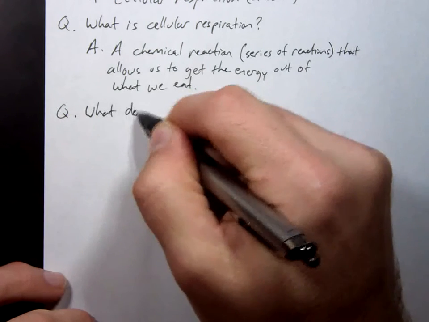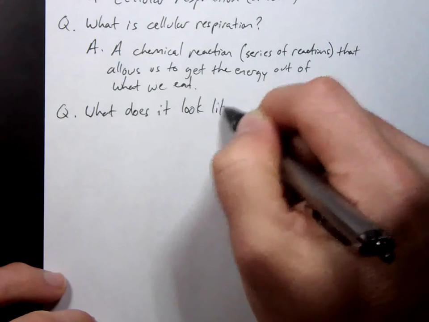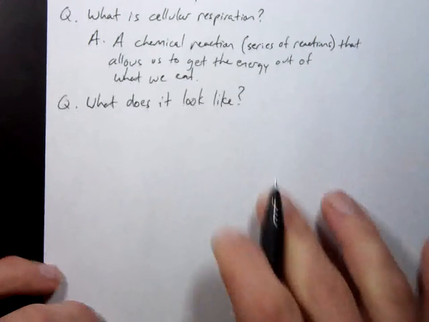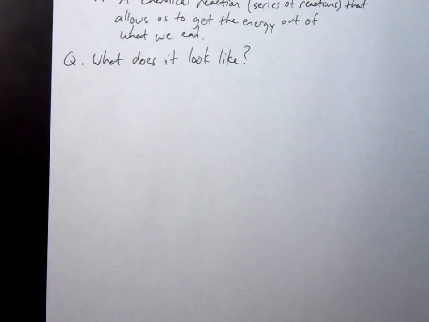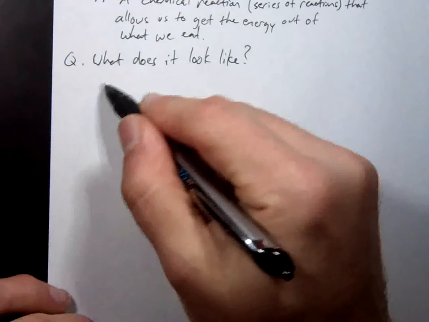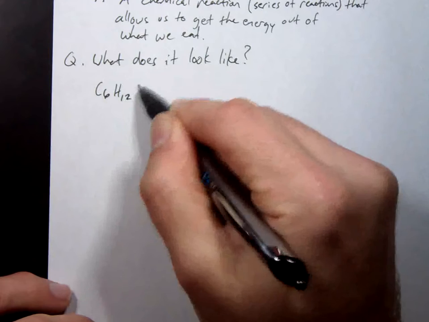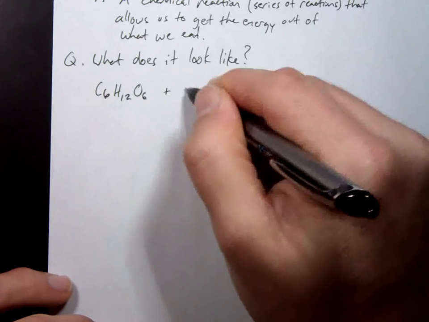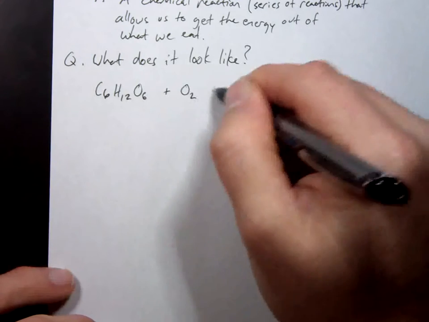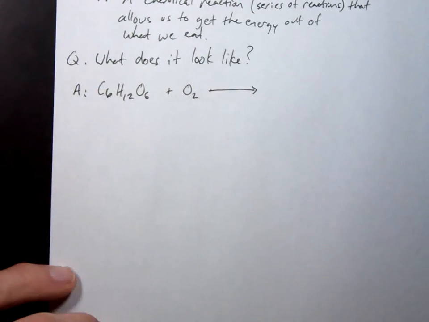What does it look like? We're going to start simply. We're going to start with our friend glucose. You guys remember glucose's chemical formula? Not from this class, from some other class maybe. I spot you the first C6. C6H12O6. Yes, indeed. C6H12O6. Plus, here's our friend again, O2. There you go. Boom, answer.